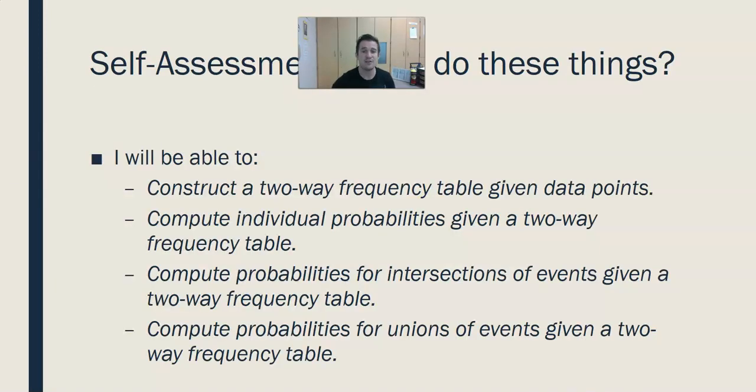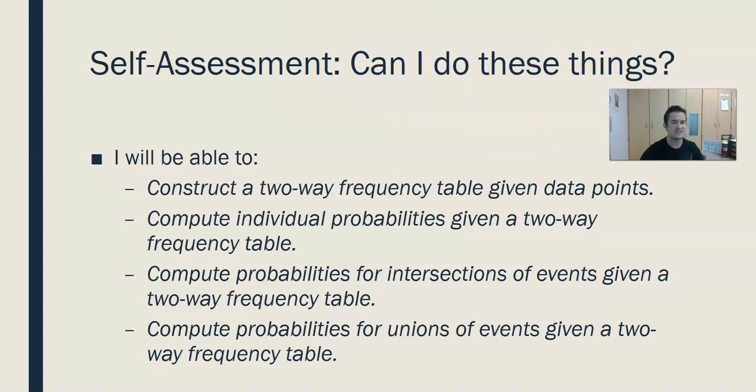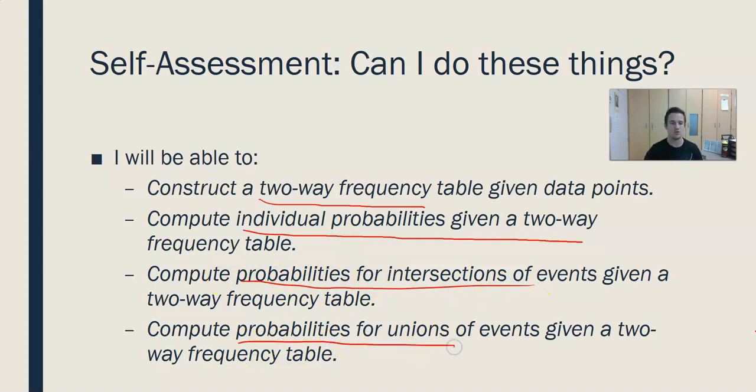Okay, that was everything that I wanted to discuss in this lesson. Again, this was all about using two-way frequency tables to compute probabilities. So hopefully now you feel comfortable to construct a two-way frequency table if I give you some data. Hopefully you're able to compute individual probabilities given a two-way frequency table, and also compute probabilities for intersections and for unions using a two-way frequency table.